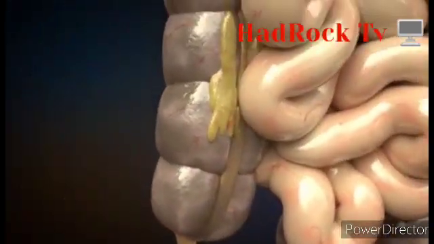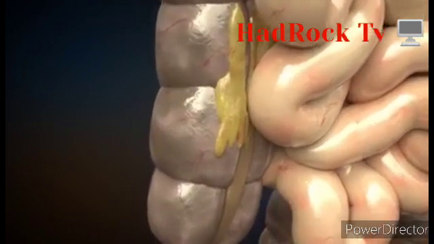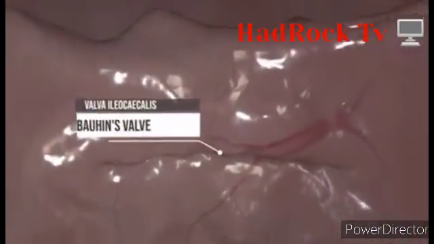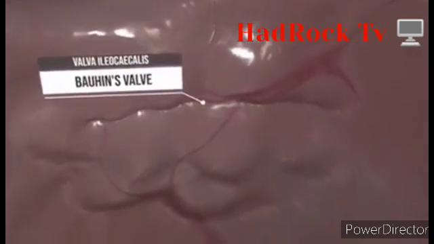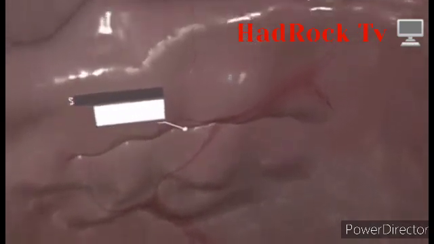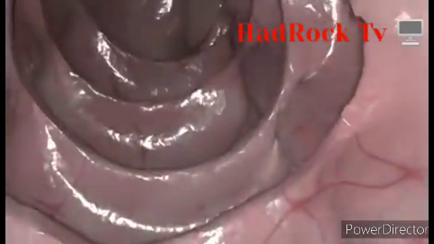The large intestine is thicker than the small intestine. It is about 1 meter long and surrounds the small intestine. The small intestine is connected to the large intestine via the Bauhin's valve. It opens when chyme is to pass from the small intestine to the large intestine.